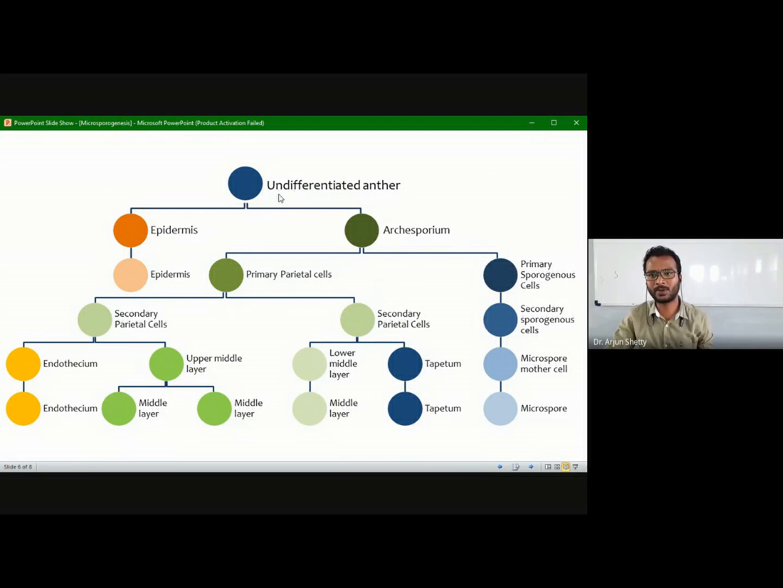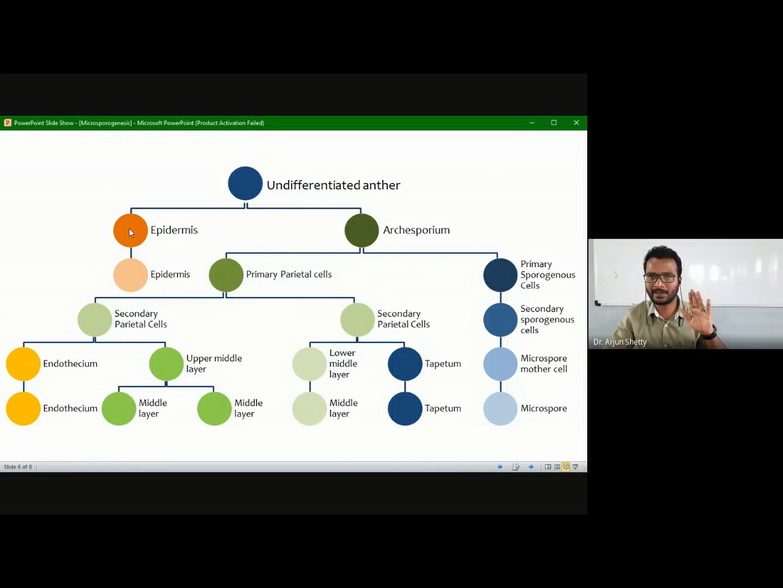Just observe only what I'm uttering, the terminologies. Okay? So this is what a first cell. This is what the undifferentiated anther, which divides, and peculiarly will be having only two structures.